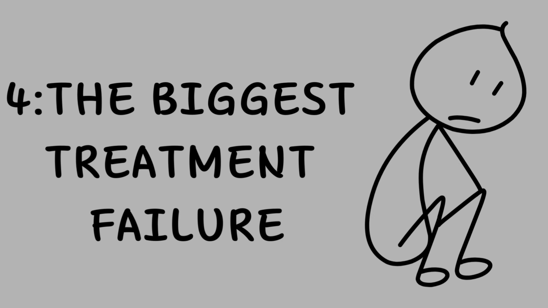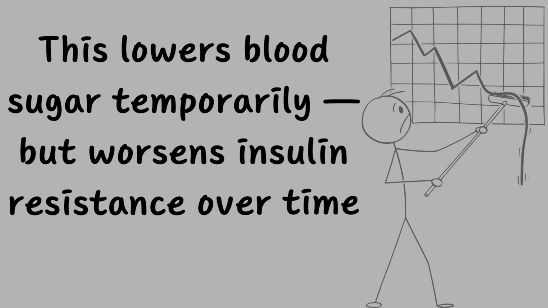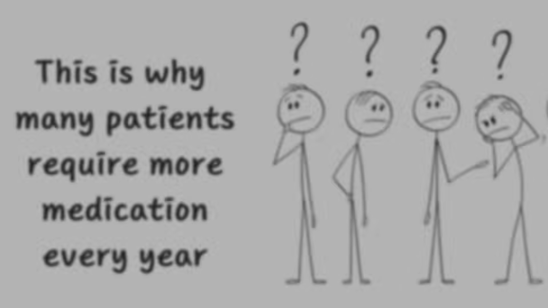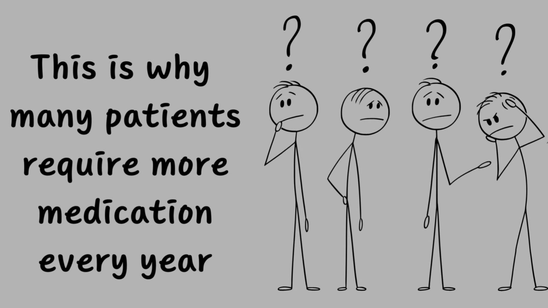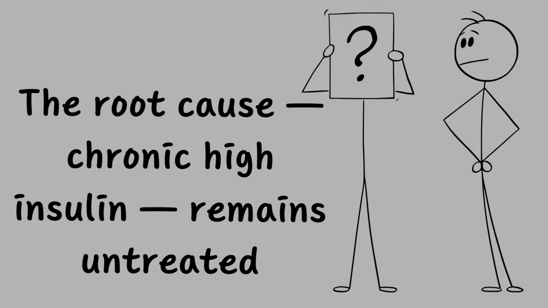The biggest treatment failure. The most common diabetes treatment strategy is to increase insulin. This lowers blood sugar temporarily, but worsens insulin resistance over time. This is why many patients require more medication every year. The root cause, chronic high insulin, remains untreated.